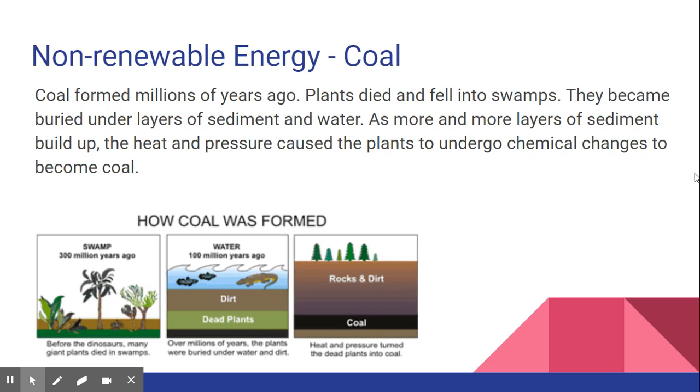Coal formed millions of years ago. Lots and lots of plants died and were preserved in swamps. They were buried under layers of sediment and water. These layers built up over time and compacted and compressed that plant material to the point that we were left with coal. Chemical reactions changed the molecules within that plant material to create a very condensed, compacted energy source of coal.